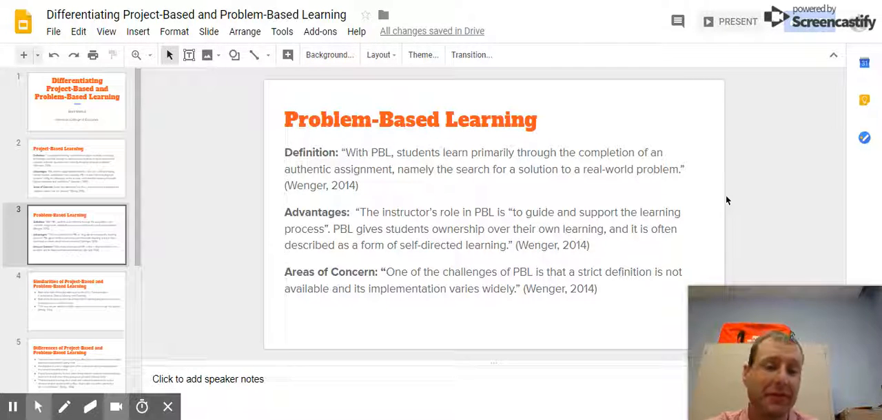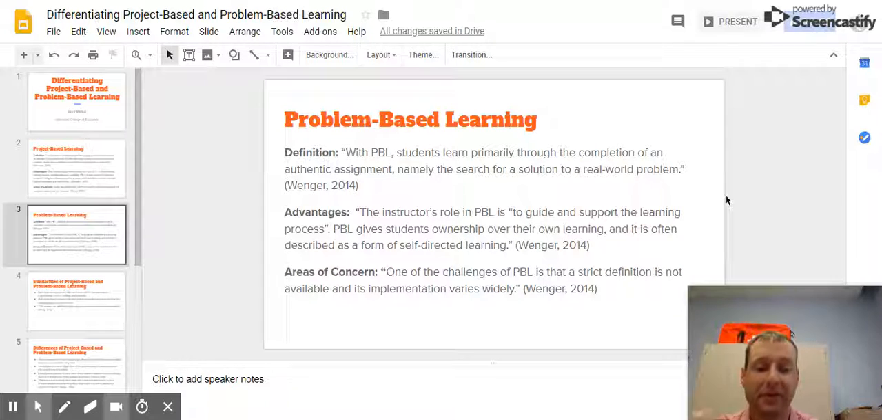What's nice, and some of the advantages, is that as a teacher, the role is much more, as they say, the guide on the side versus the sage on the stage. Another nice advantage is that PBL gives students ownership over their own learning because they are guiding the inquiry process. They are guiding the eventual outcome as well. It's not as directed by the teacher.